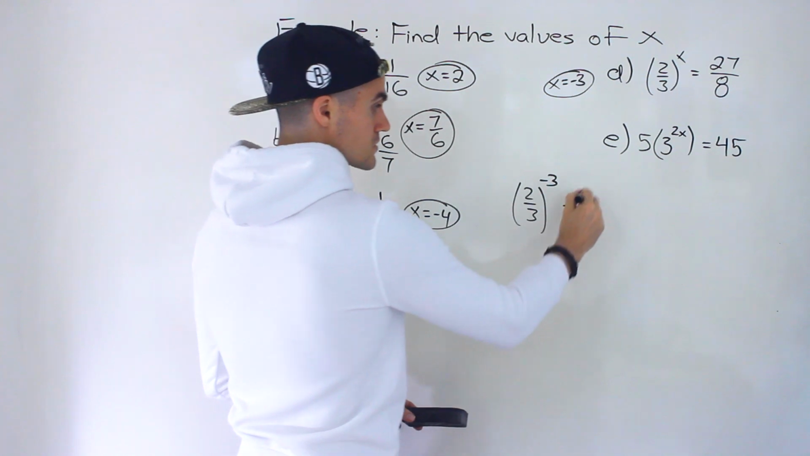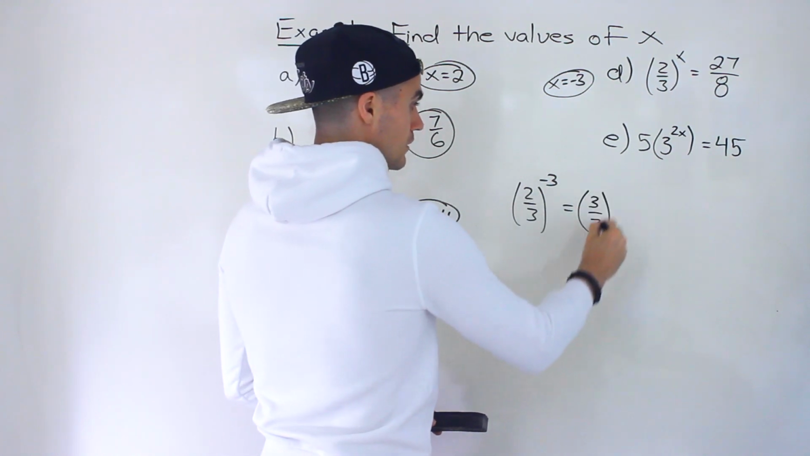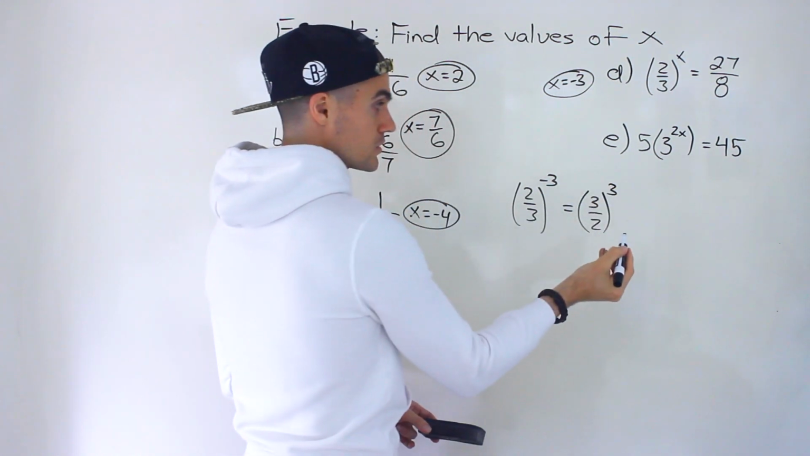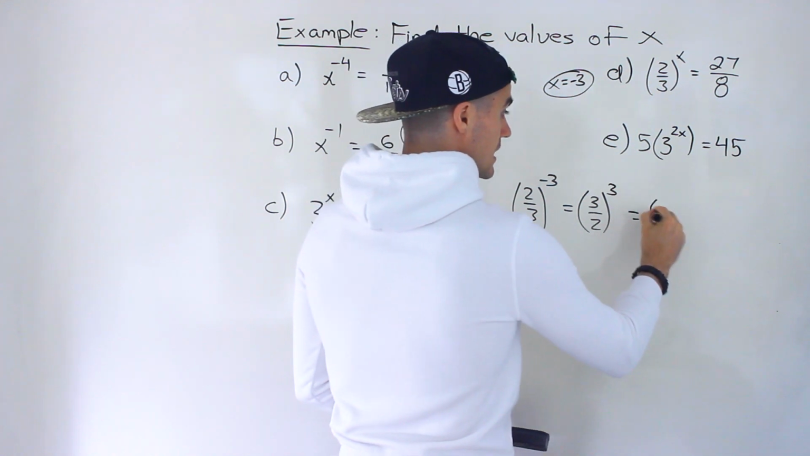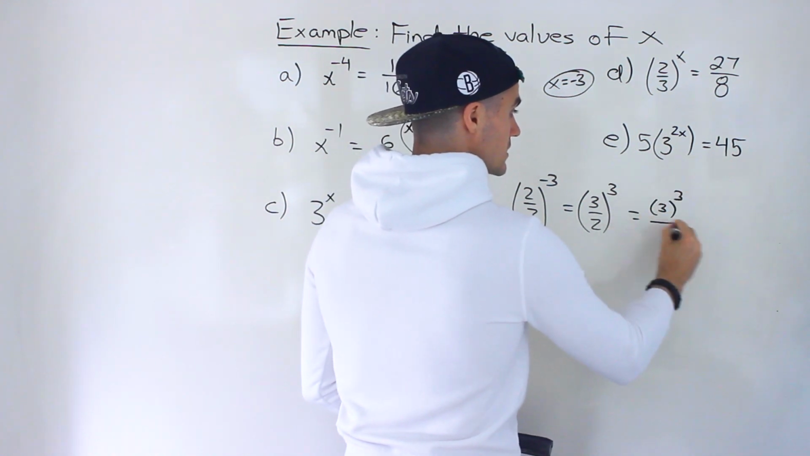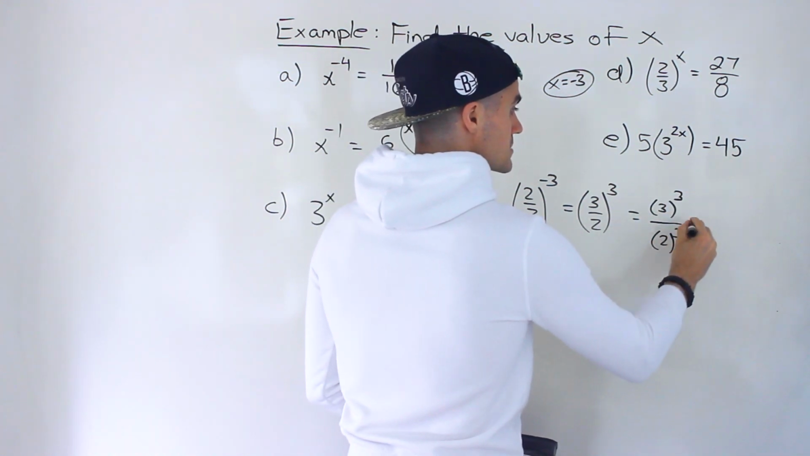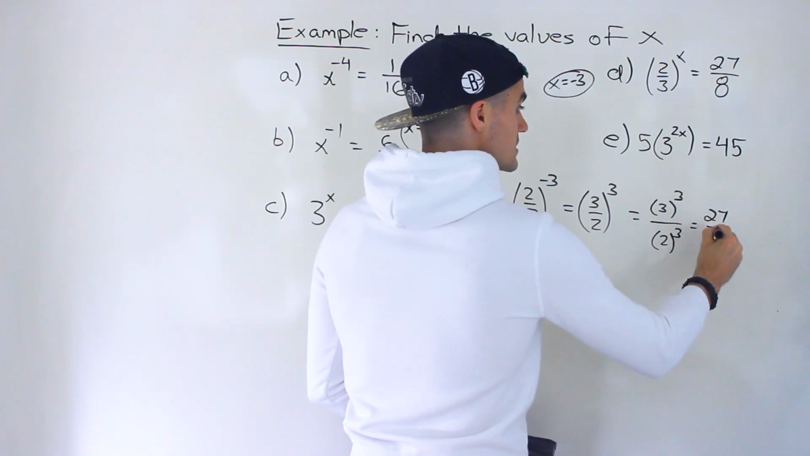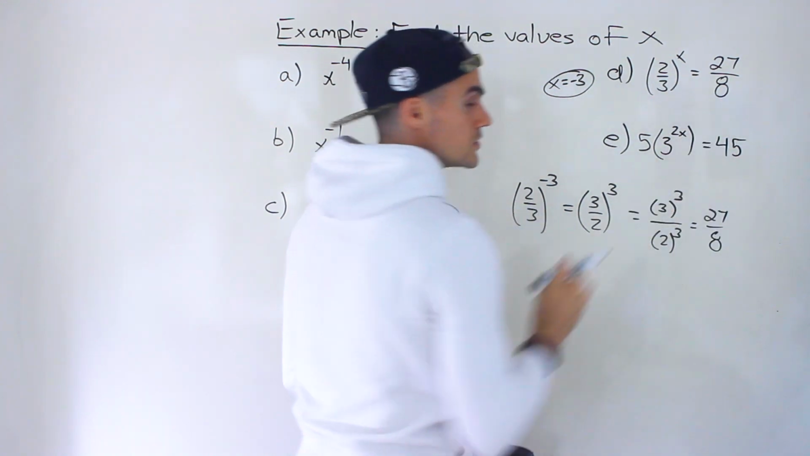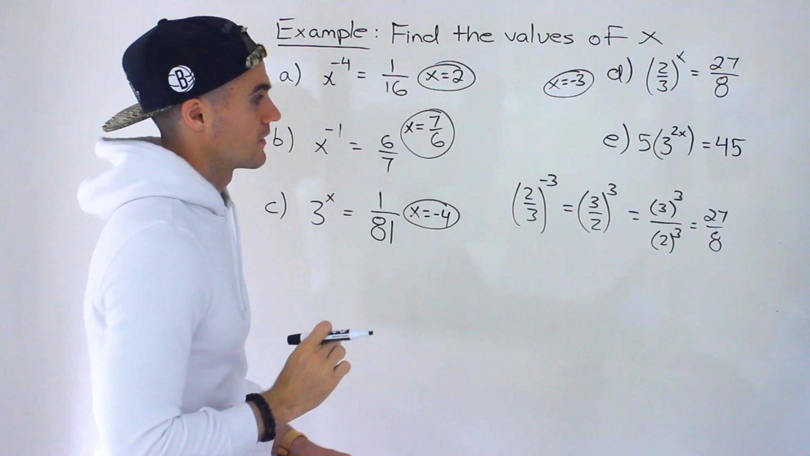How would we solve this? Well, we would flip the fraction and change the exponent to a positive. Then we could take the numerator to that exponent, and take the denominator to that exponent. We'd end up with 27/8, which is that right side.